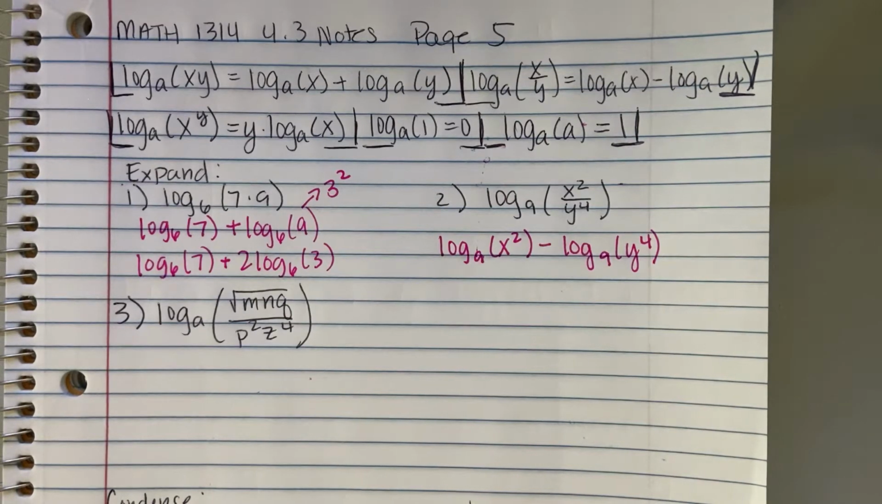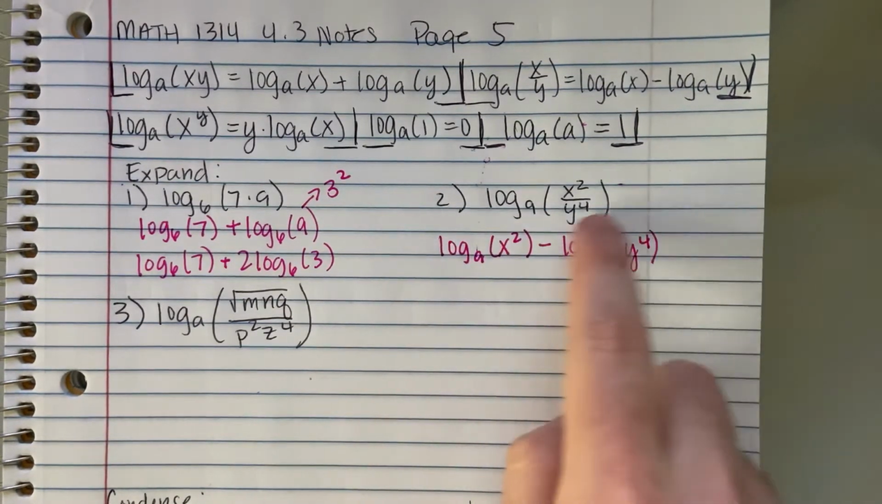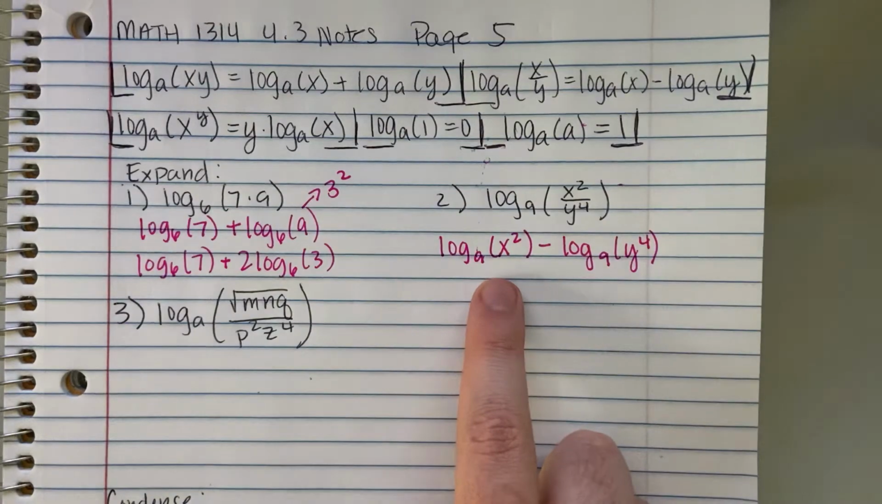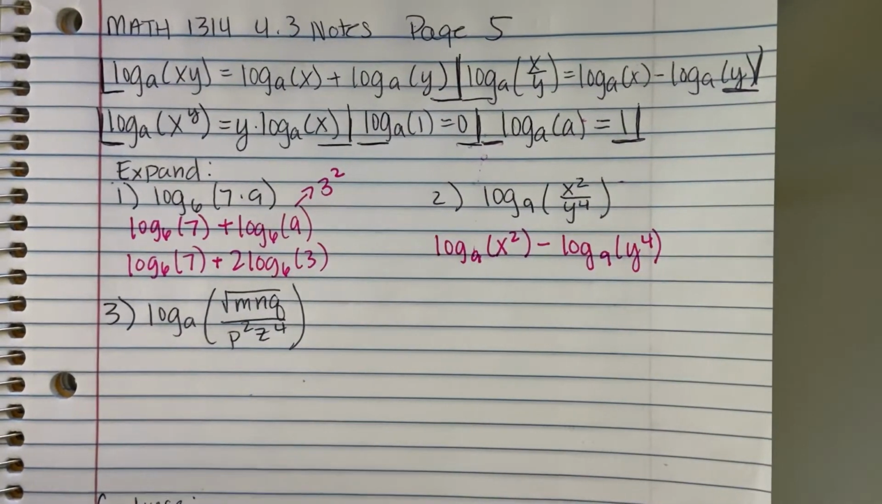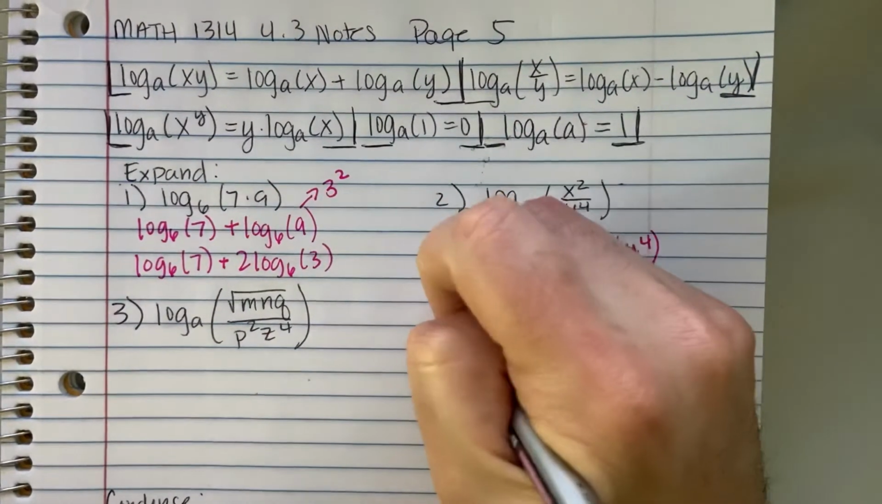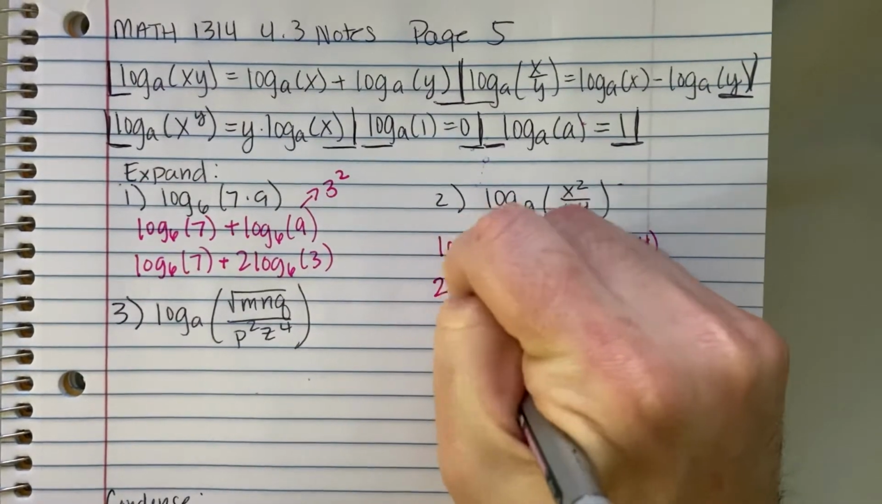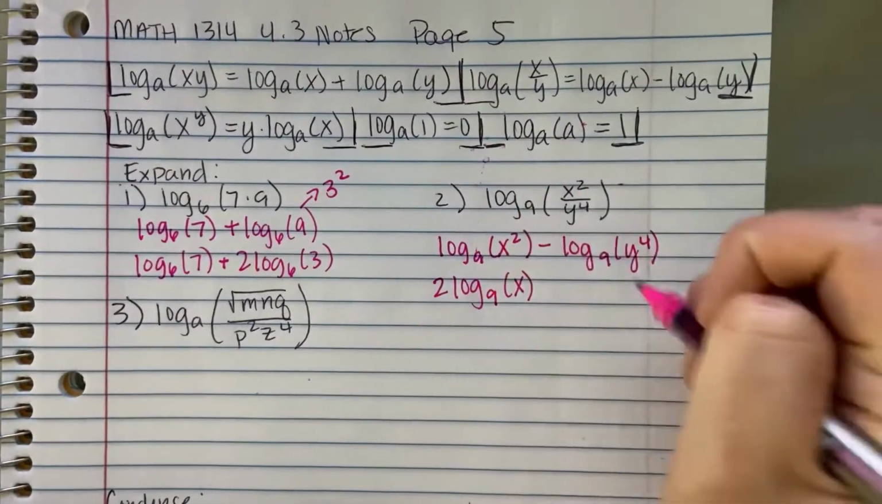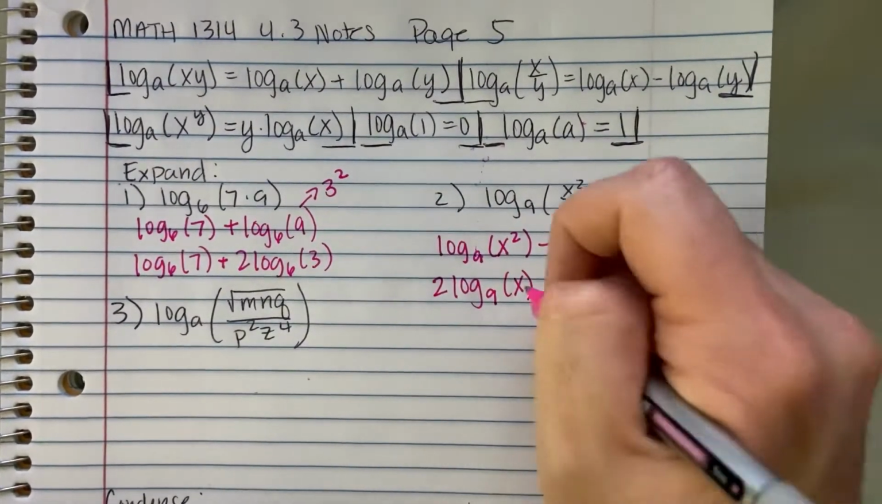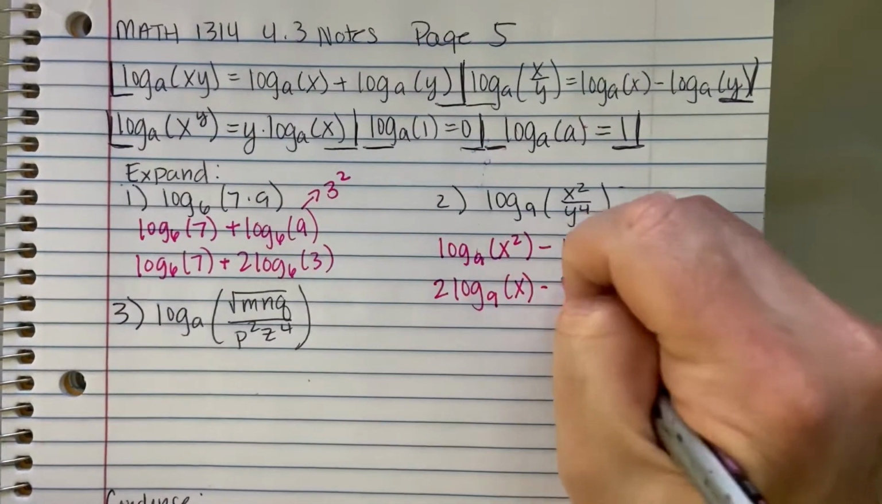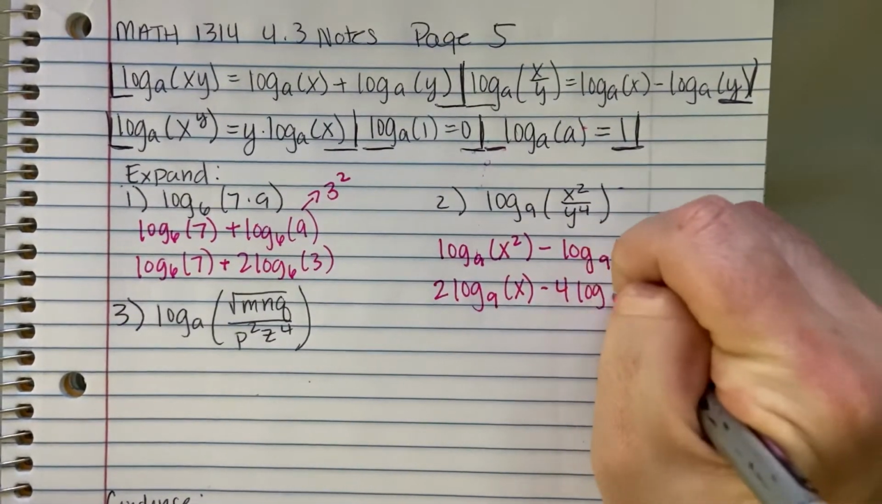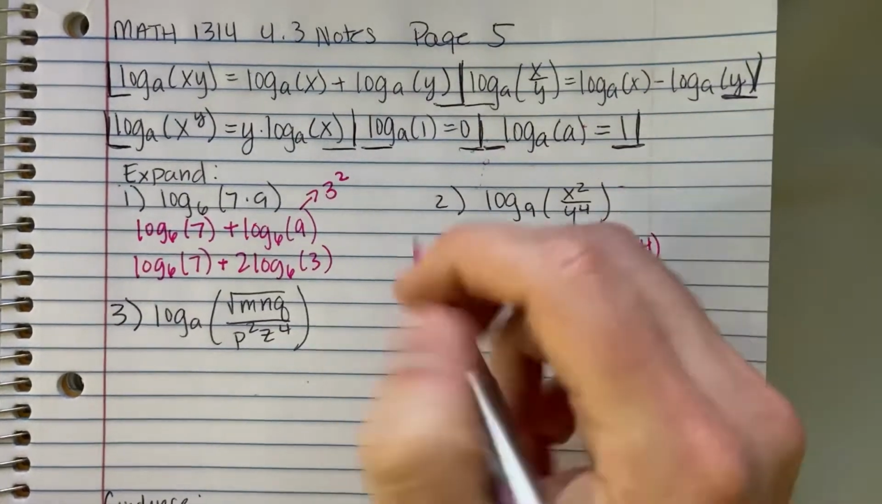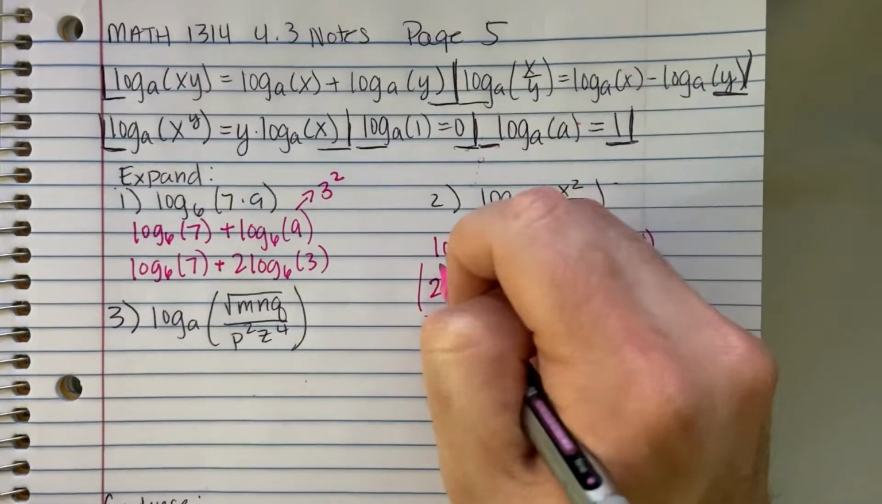Now this isn't all we can do, because if we look at these individual logarithms, we see this is a log base 9 of x squared. This allows us to bring the 2 out front using that other property, so 2 log base 9 of x. And the y has a 4 exponent, so it can become minus 4 log base 9 of y. And this is your fully expanded form.